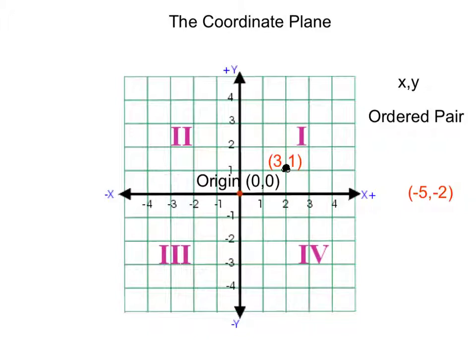Another example of an ordered pair would be the negatives. So here I'm going to go into probably quadrant 3 because it's negative 5, negative 2. So again, same thing. I start at my origin, and I always move along my x-axis first. So I'm going to move 1, 2, 3, 4, 5, and then I'm going to move to negative 2. And my ordered pair should end up right there at negative 5 and negative 2.